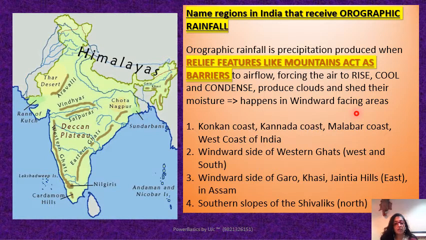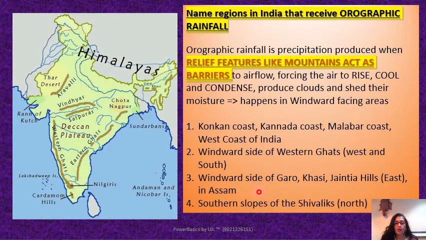What are the windward facing areas in India? The Konkan coast, the Kannada coast, the Malabar coast and the west coast of India. The windward side of the Western Ghats, west and south is here also, this part also. And the windward side of the Garo and Khasi hills in Assam. This is in the east of India. This is in the west and south of India, South India here, the first one.